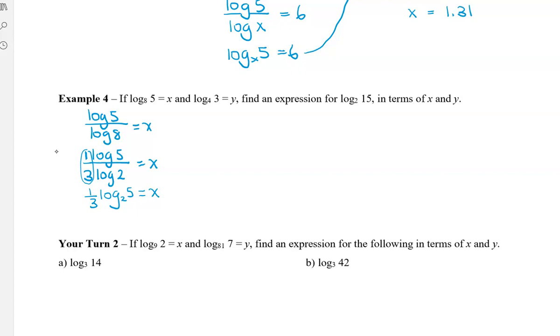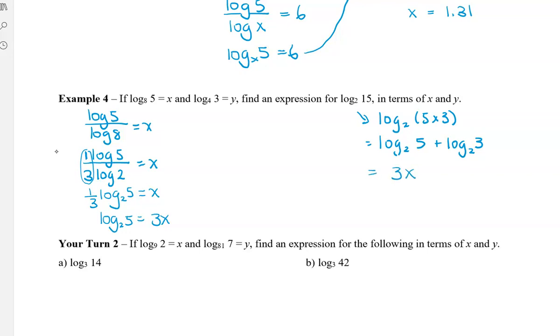And so log 5 base 2, and you'll see why I'm going to do this in a little bit. I'm going to multiply both sides by 3, so I get log 5 base 2 is 3x. Now the reason I'm doing this, actually I'll show you back over here. Let's go back to this because our goal is to try to find an expression for log 15. So log 15 with base 2 is actually equal to log base 2 of 5 times 3. So then we can now expand that to be log 5 base 2 plus log 3 base 2. So now I can see that log 5 base 2 is actually 3x. So now I can substitute that into the first part of the expression.